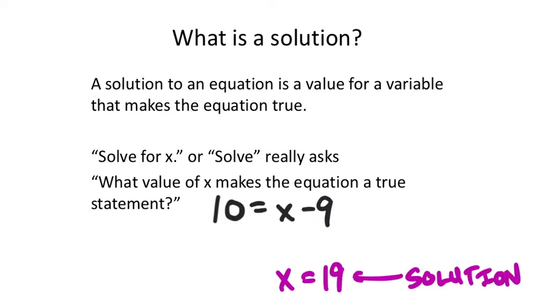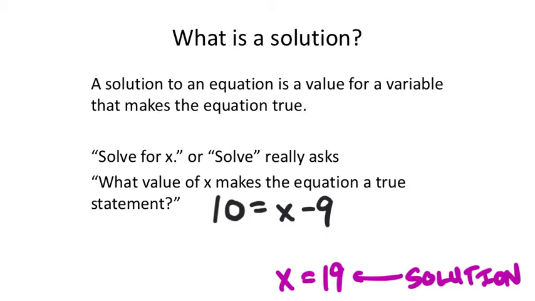All right, x equals 19 is the solution. Now, it's just the solution for this equation. So we may see other equations where it's the x, but it would equal something different, and it would still be true for that new equation, okay?